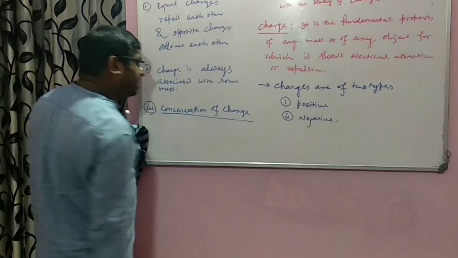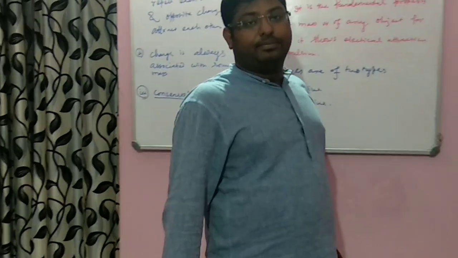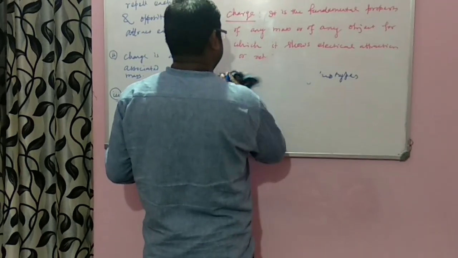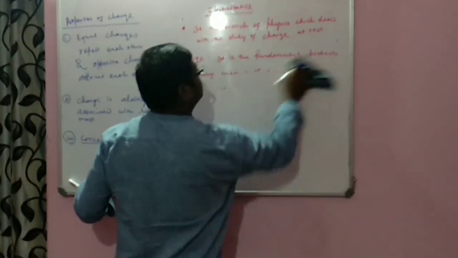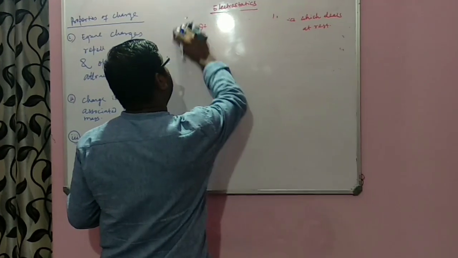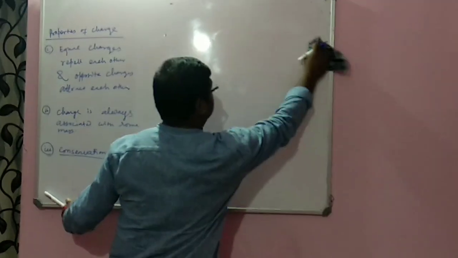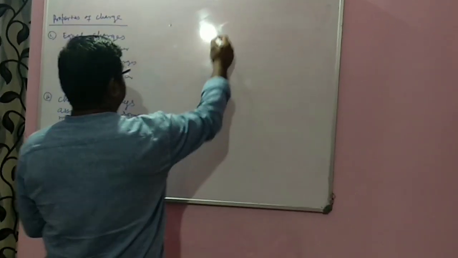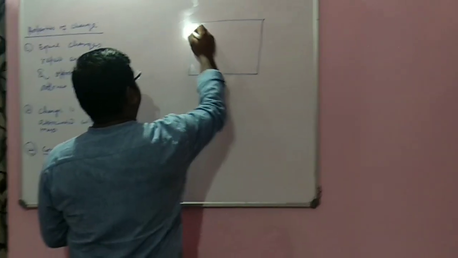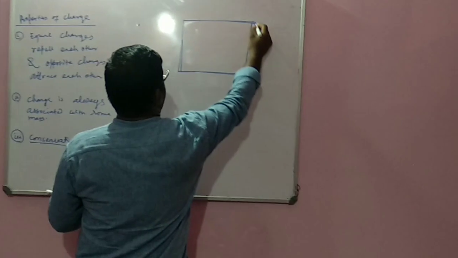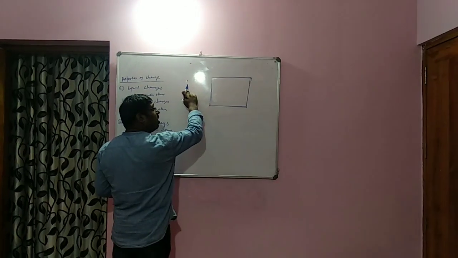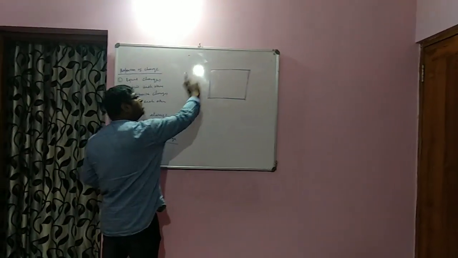So according to conservation of charge, in an isolated system, what do you mean by isolated system? Suppose I'll consider a system which is not at all interacting with the surroundings. You see, imagine this is an isolated system, means this is the system, there is some boundary so that charge cannot escape from the system to surroundings or charge cannot enter from surrounding to system.